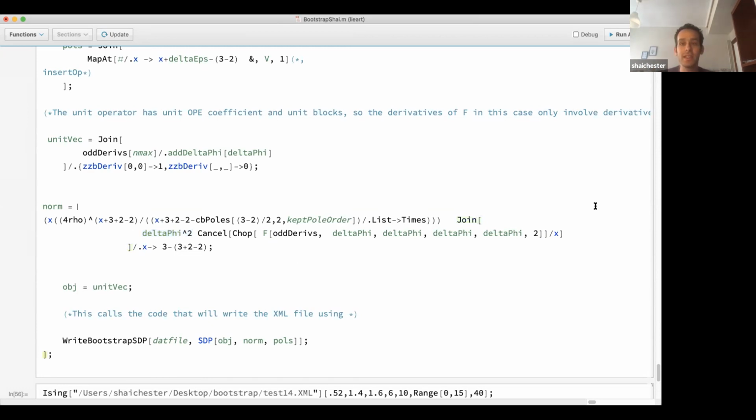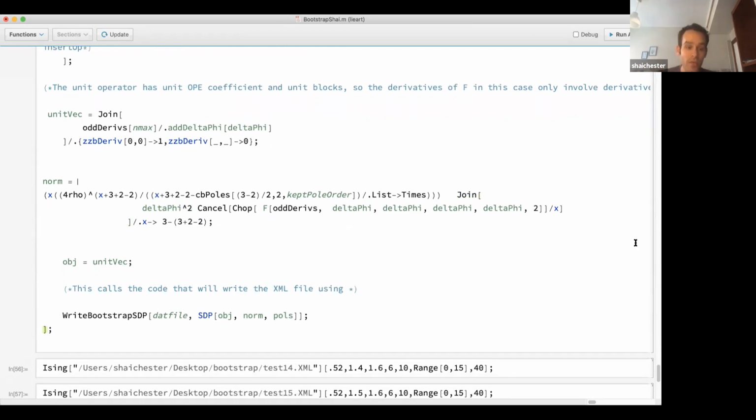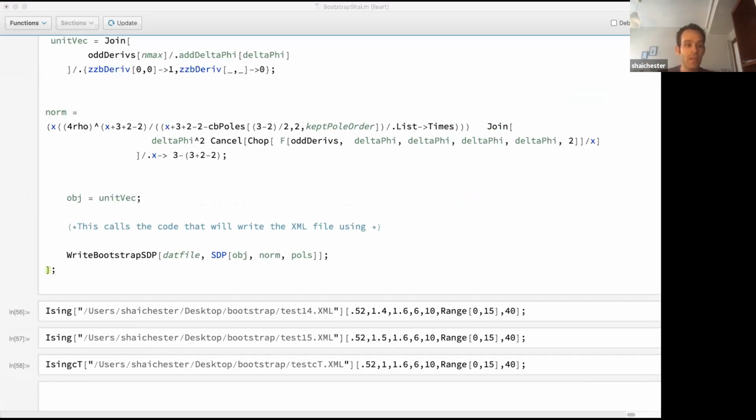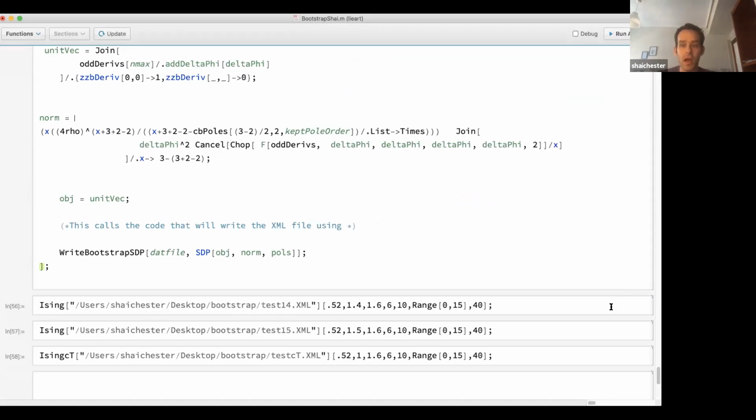So this is the two functions, one for extremizing the stress tensor OP coefficient, one for creating the input for the scaling dimension algorithm to see if a point is allowed or disallowed. And so now let's actually run these programs. You'll see that it just takes a split second to run. So here I'm just going to run them.